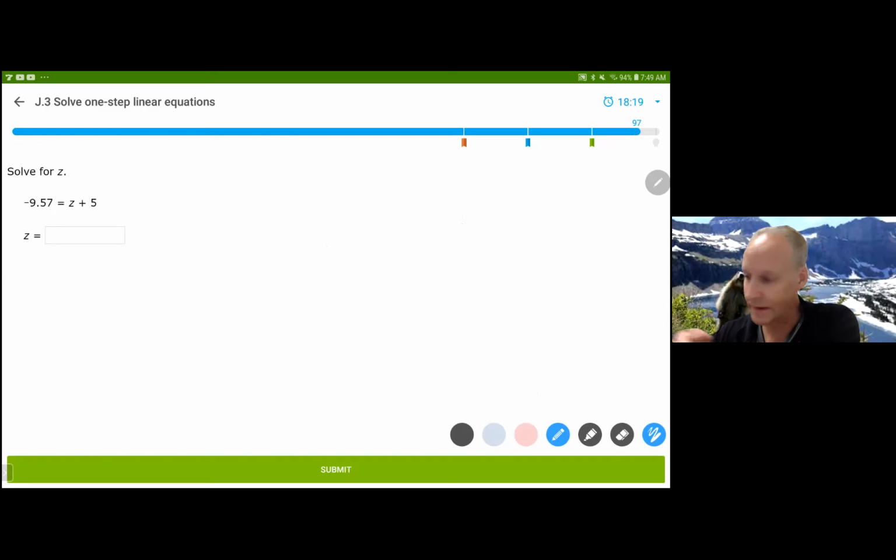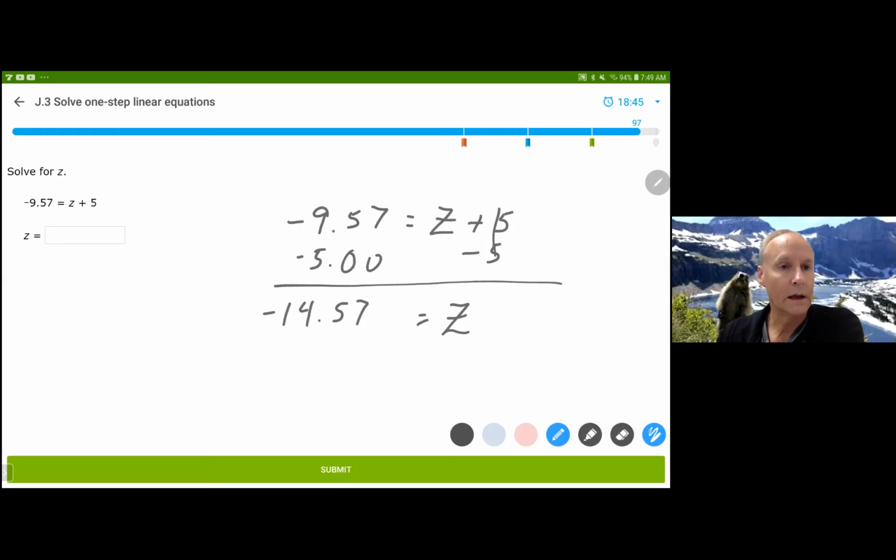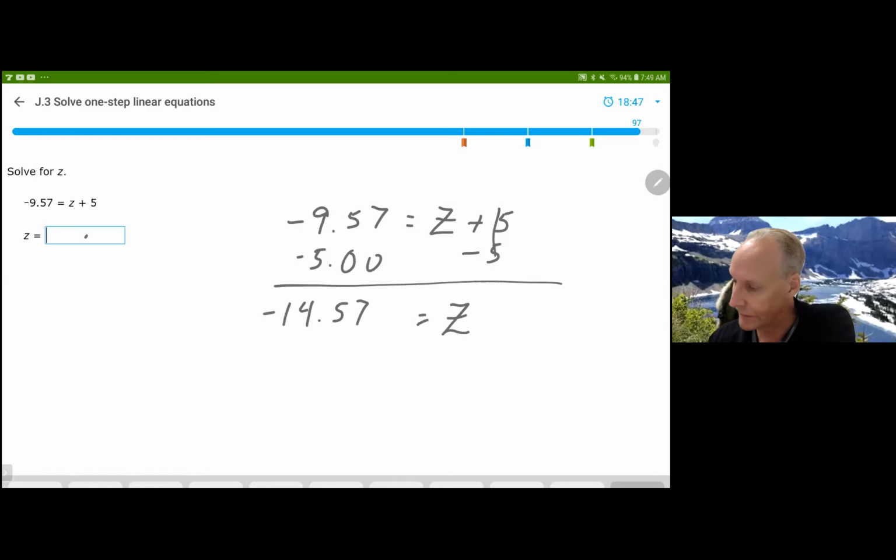We're going to subtract 5 from both sides. Now be careful. I've got a negative already. Negative 9.57 equals z plus 5. And we're going to subtract 5, which means I'm going to go further negative. That's one way to think of this. I like to use debt accumulates. We'll talk about that later. Negative 14.57. Notice that I do have zeros on there. That is going to be further negative.